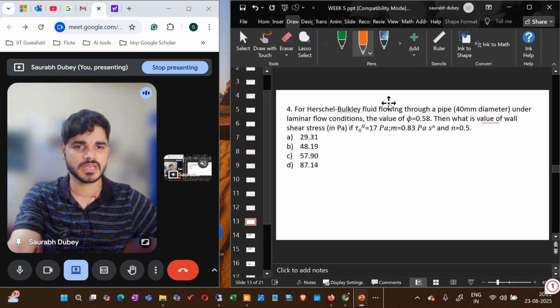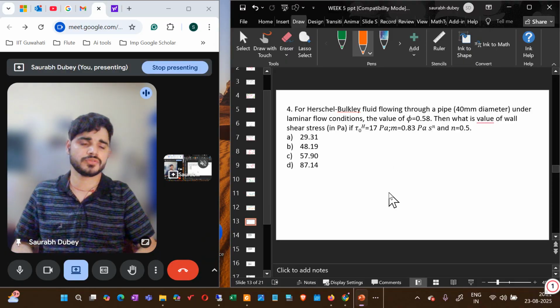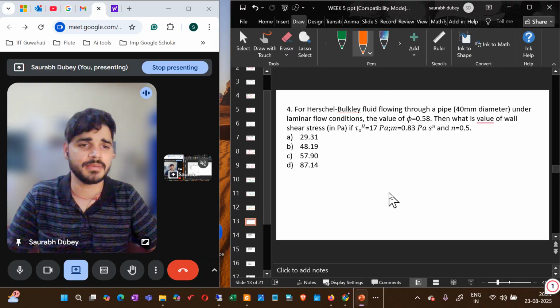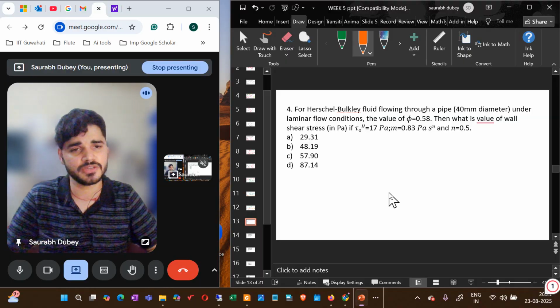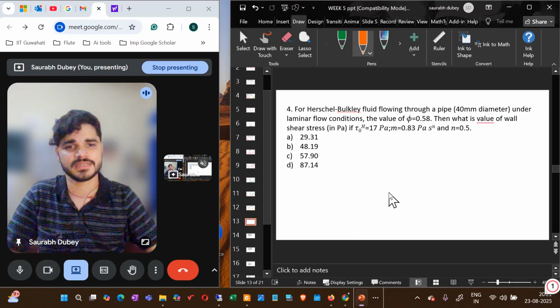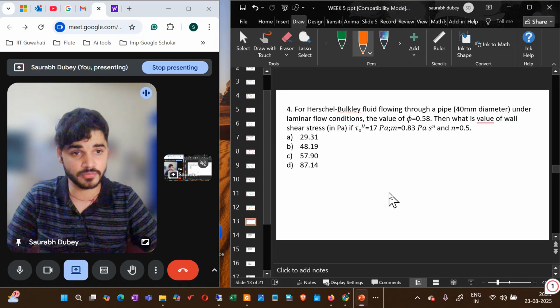Is the same Herschel-Bulkley fluid flowing through a pipe of 40 mm diameter under the laminar flow condition. The value of I is given the same. Then what is the value of wall shear stress in Pascal, if tau naught H is given, m is given, and n is given, right?